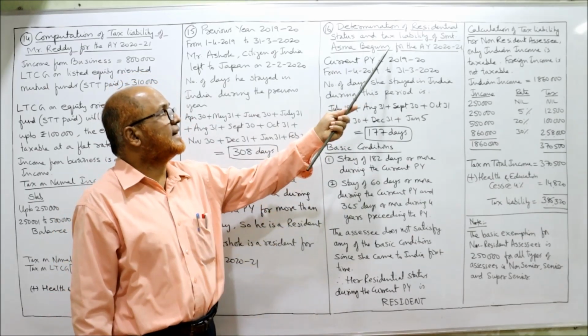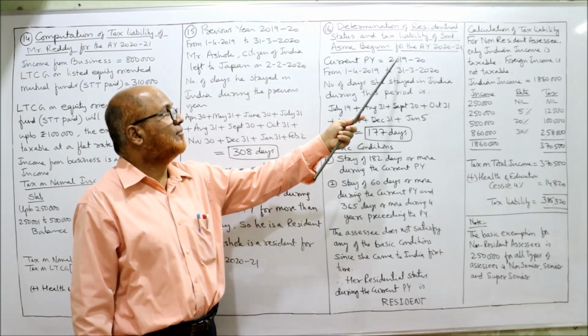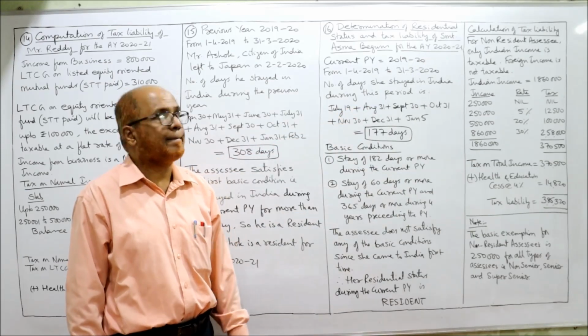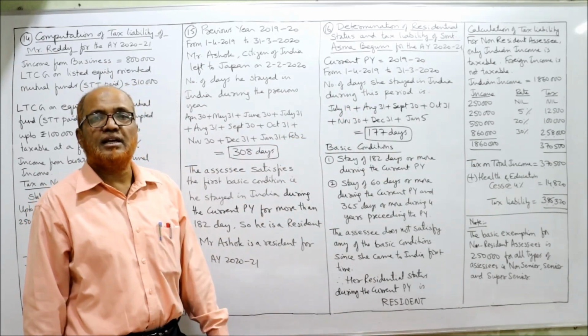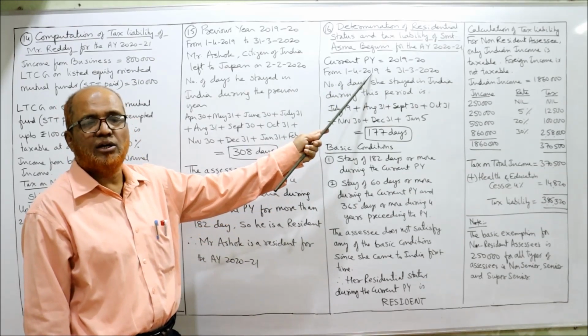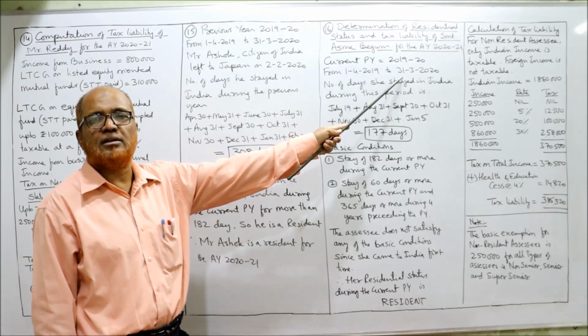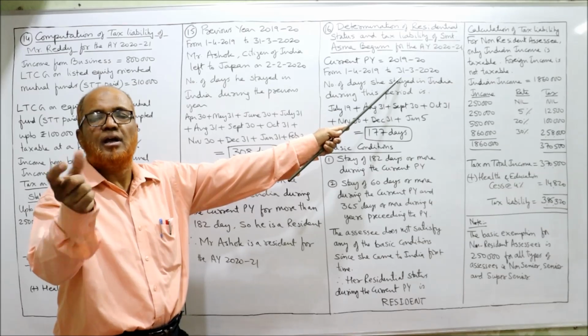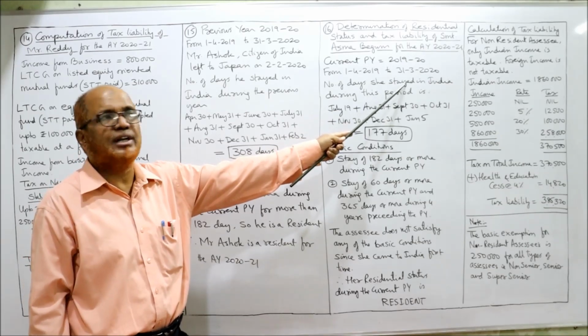Determination of residential status and tax liability of Srimati Asma Begum for the assessment year 2021. The current previous year is 2019-20, so from 1/4/2019 to 31st March 2020. This is our current previous year. Now we need to calculate how many days she stayed in India.